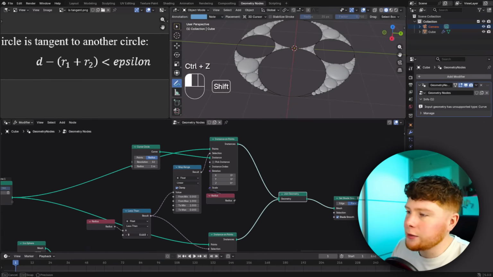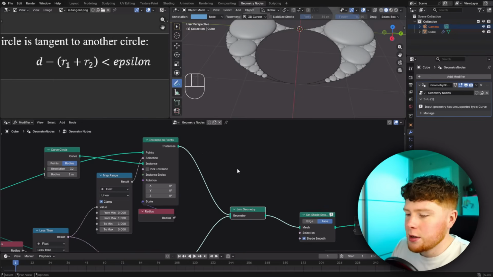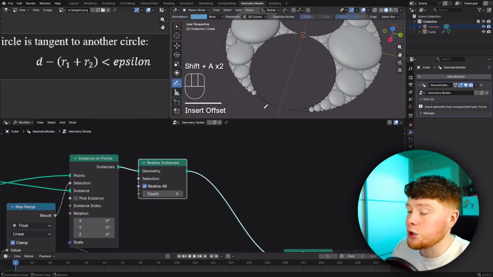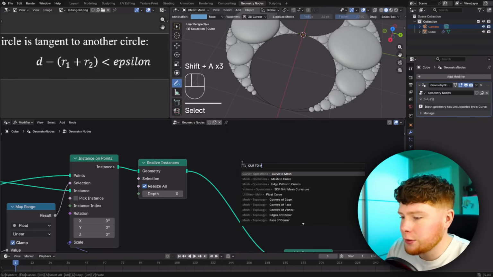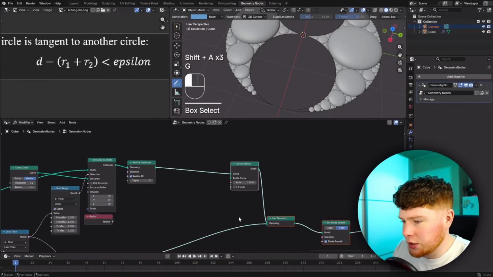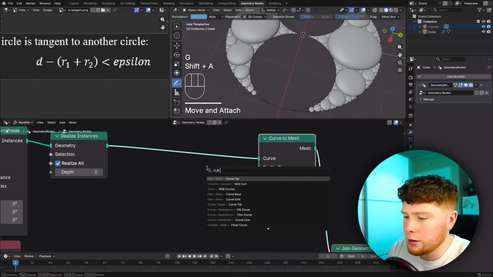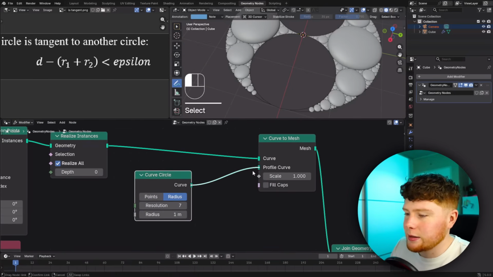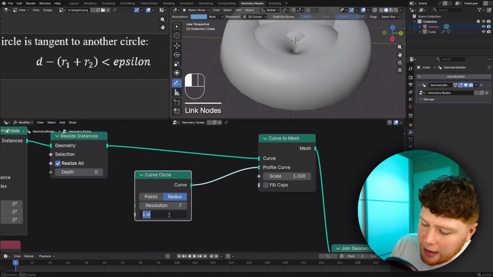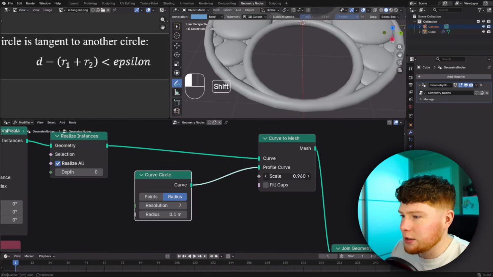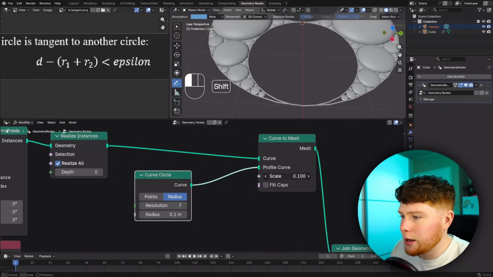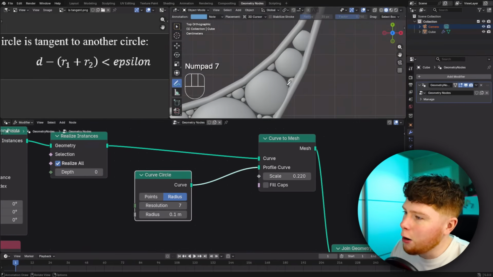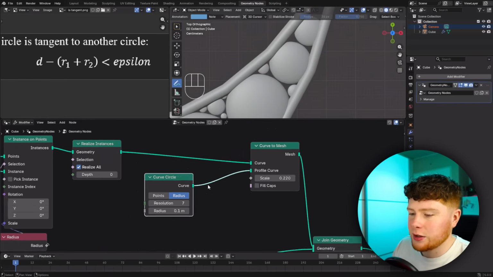But now let's give those circles a little bit more thickness. So let's do a realize instances node so that they are actually geometry. And let's do a curve to mesh node, for which we set the profile curve to another curve circle. Let's set the resolution lower, to like 7, and let's connect it like so. It's a bit too big, so let's set the radius to 0.1 and let's set the scale also lower, like so. Let's set it like this. However, you will see that the circle is overlapping with the icospheres, and that's not what we want.